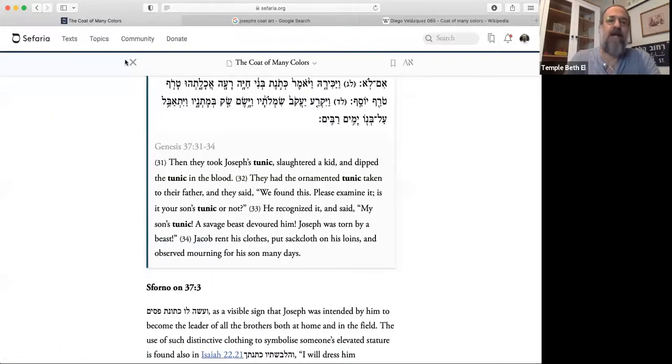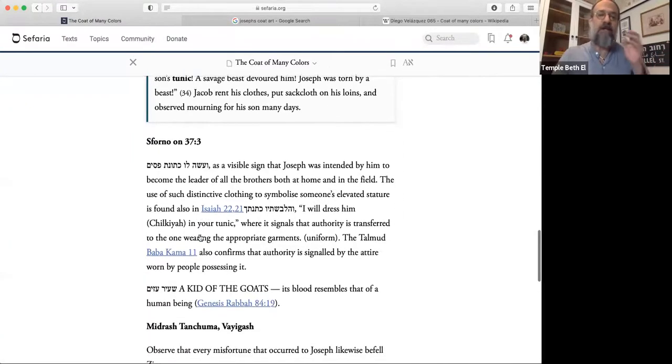Okay, I got a couple other texts I want to look at. Any questions up to there? All right, let's look at the Seforno on that original verse, the Ketonet Pasim.